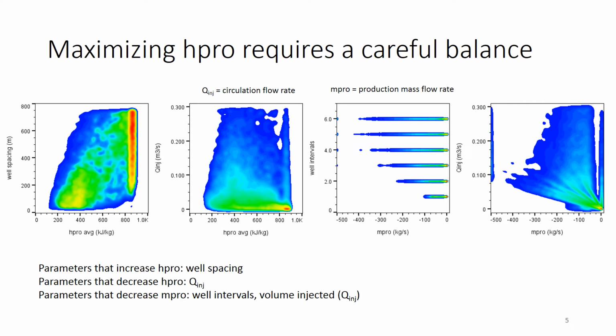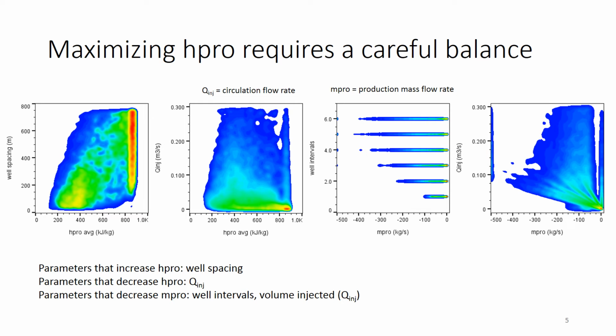However, H-Pro is not the only thing that we want to maximize. We also want to optimize the M-Pro, the production mass flow rate. And by convention in this data set, it's negative, so we want to make this more negative. And the ways we can do this are by increasing the number of well intervals or injection intervals, and also by increasing the circulation flow rate Q.